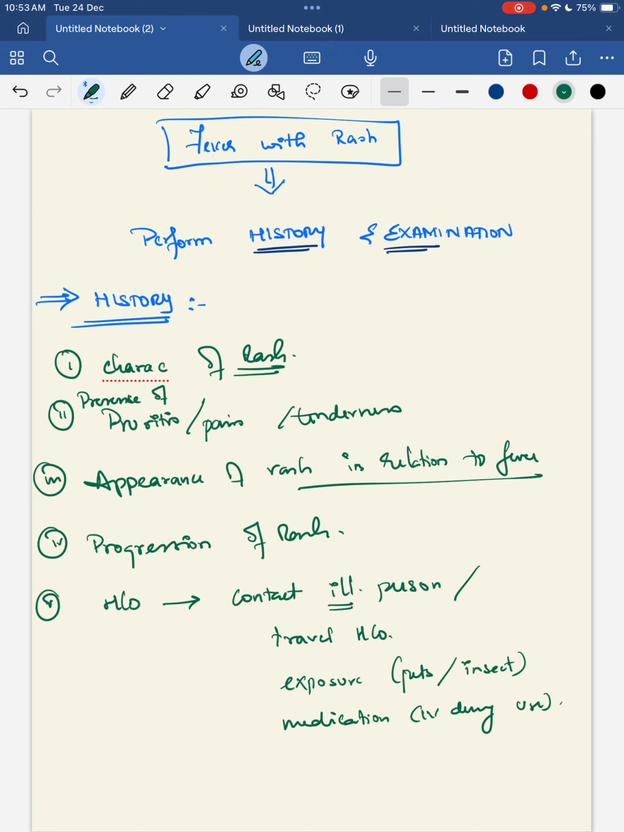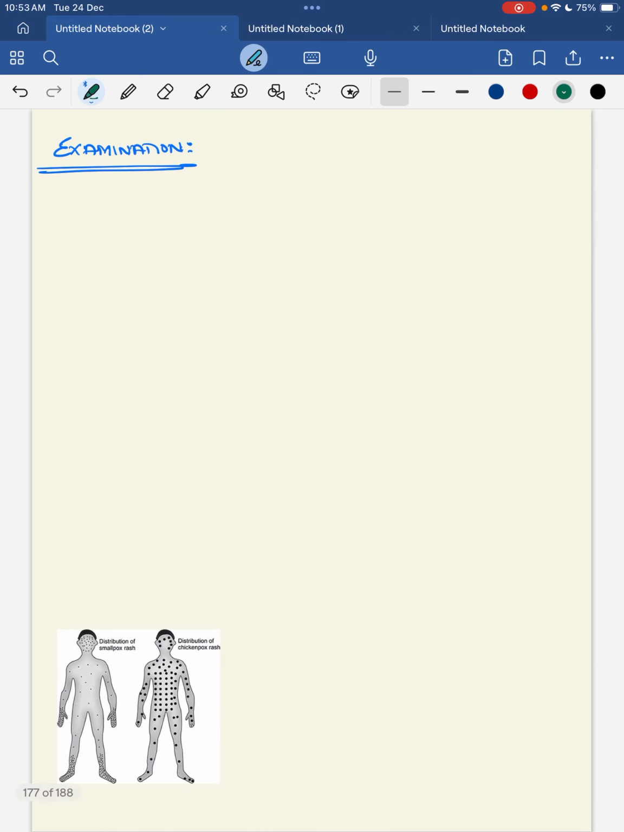Yes, then going to an examination, you have to know about the distribution of the rash. Then you have to know about the morphology and color of the rash. So first I am telling about macular rashes. Macular is a flat lesion. Flat lesions are macular type rash, while papular are raised or palpable lesions.